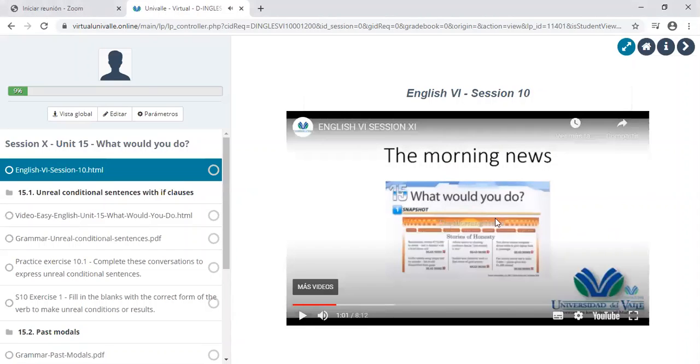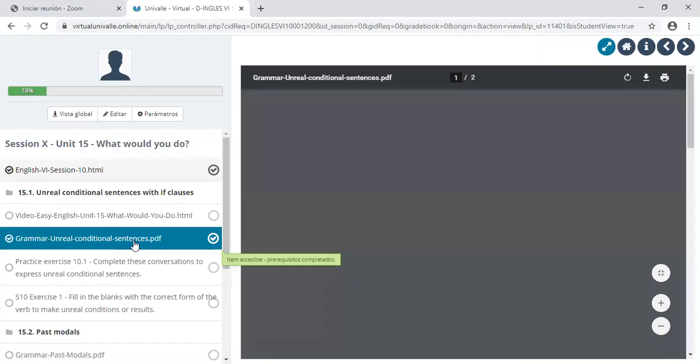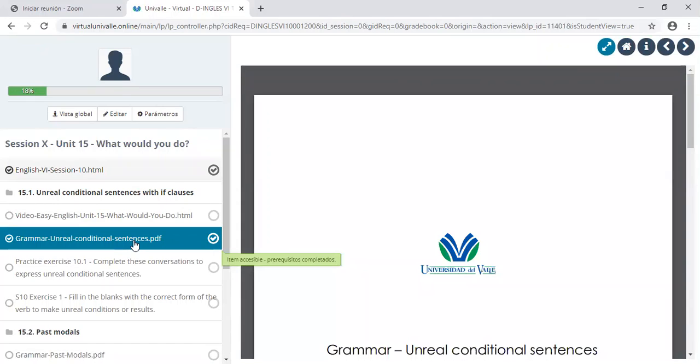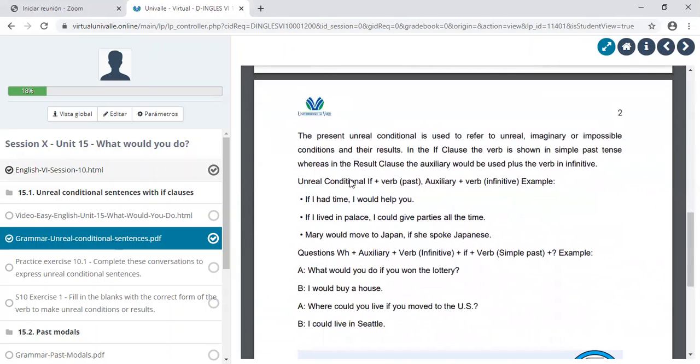Okay, you can watch it completely in the platform. For today, we are going to be working on grammar based on unreal conditional in English. We use unreal conditional to express sentences or actions that are going to be possible or not. Here we have the grammatical explanation: the present unreal conditional is used to refer to unreal, imaginary, or impossible conditions and their results.